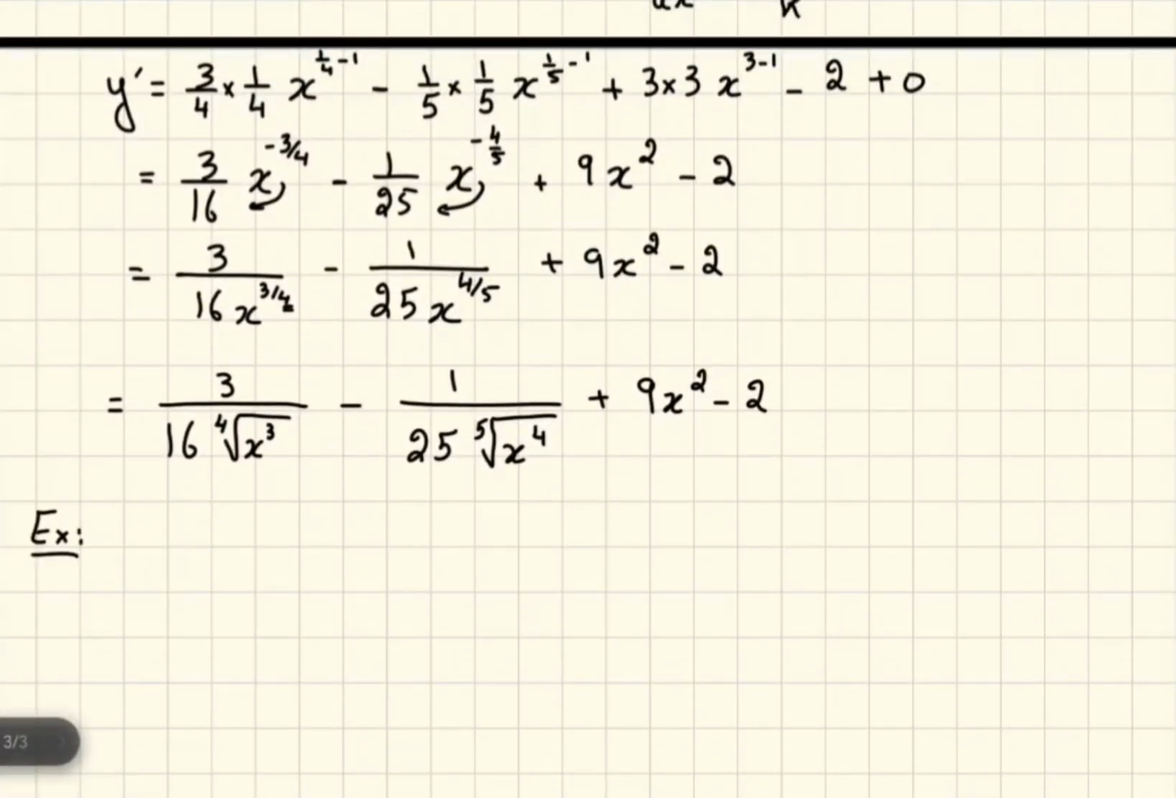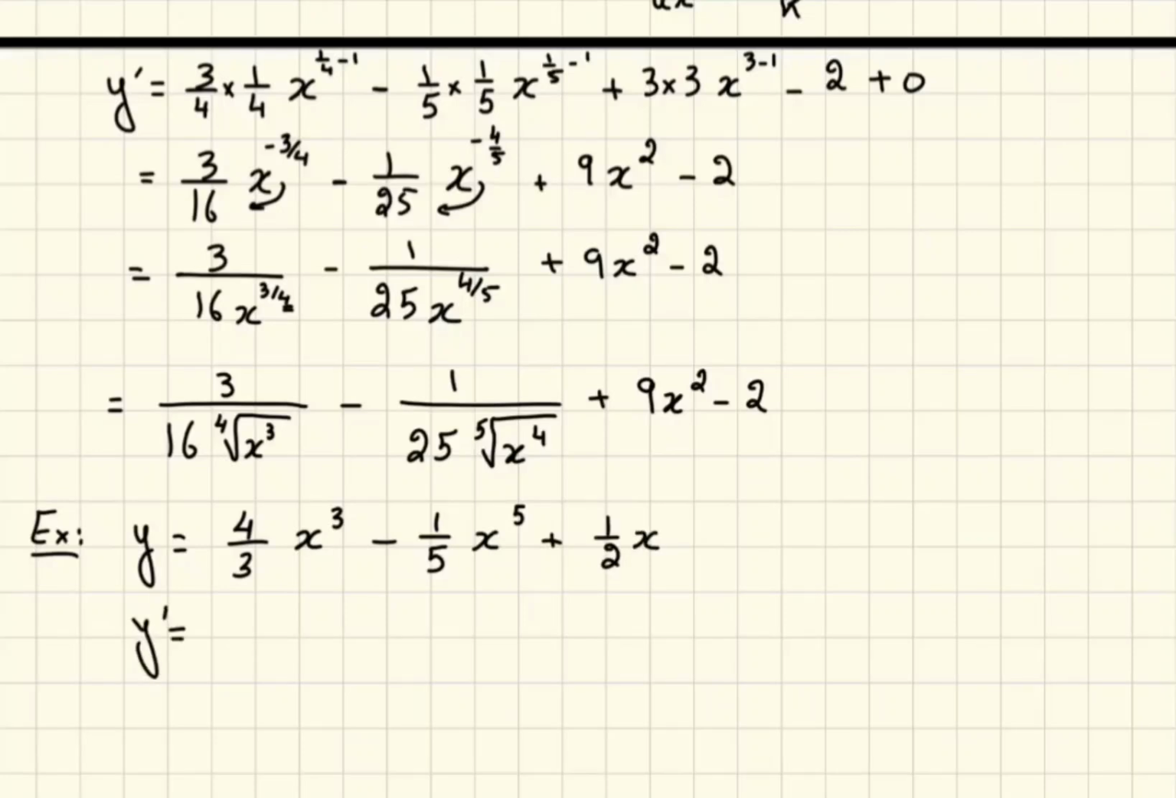Another example. Let's say we have y equals 4 over 3 x exponent 3 minus 1 over 5 x exponent 5 plus 1 over 2x.